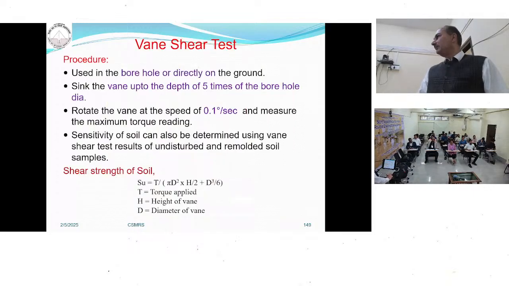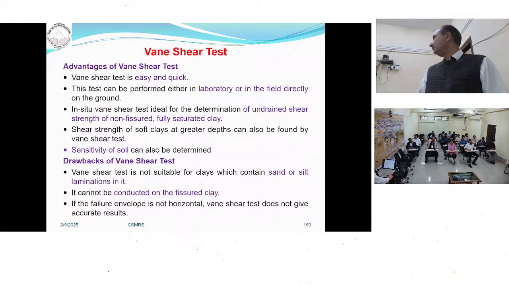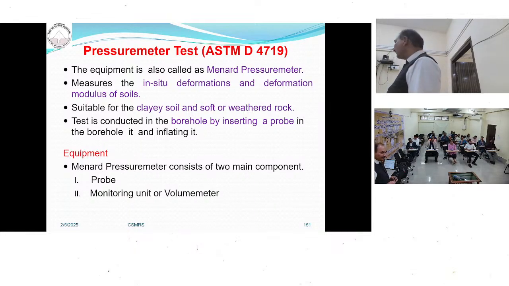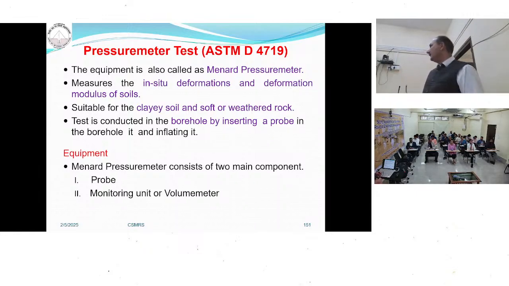So this is the last one, the pressuremeter. What is the pressuremeter? It is used for measuring the in situ deformation and modulus of soils. It is very good for clays, soft weathered rocks, and so on. This instrument mainly contains two things: one is the probe, and the other is the monitoring unit or the volumeter.